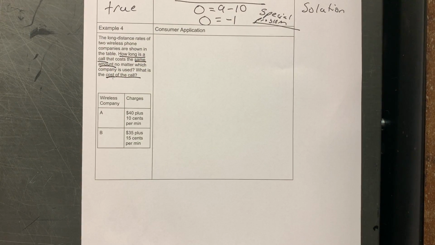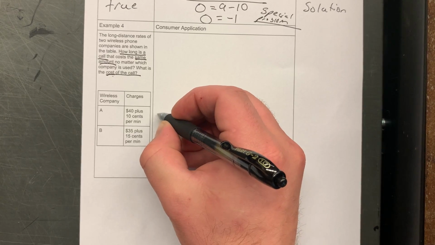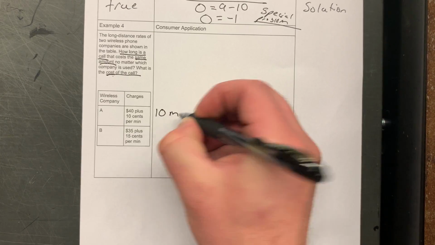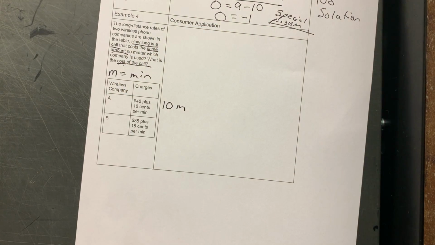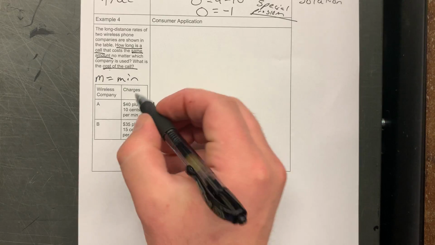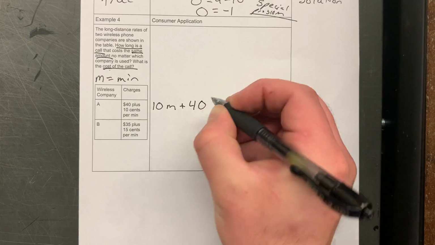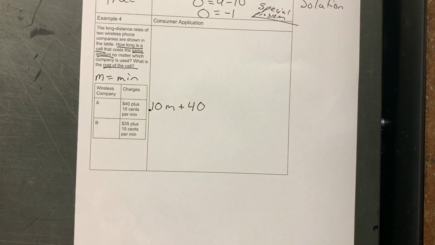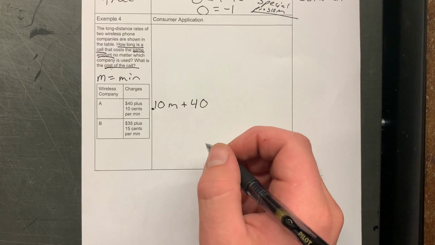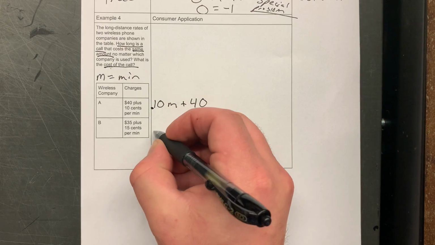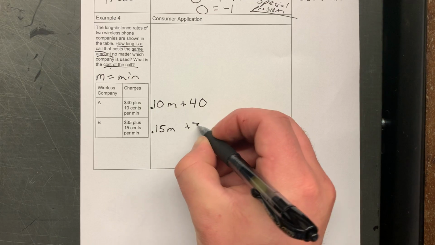So what I can do is make sure that I find out what A is first. So A's total price is 10 cents per minute. I'm going to use m for minute. Per minute, I also have a $40 plus charge. So you're going to also add 40 plus. Since I'm using dollars, I'm going to put 0.1 for 10 cents. Now this one is 15 cents per minute, plus a $35 charge.